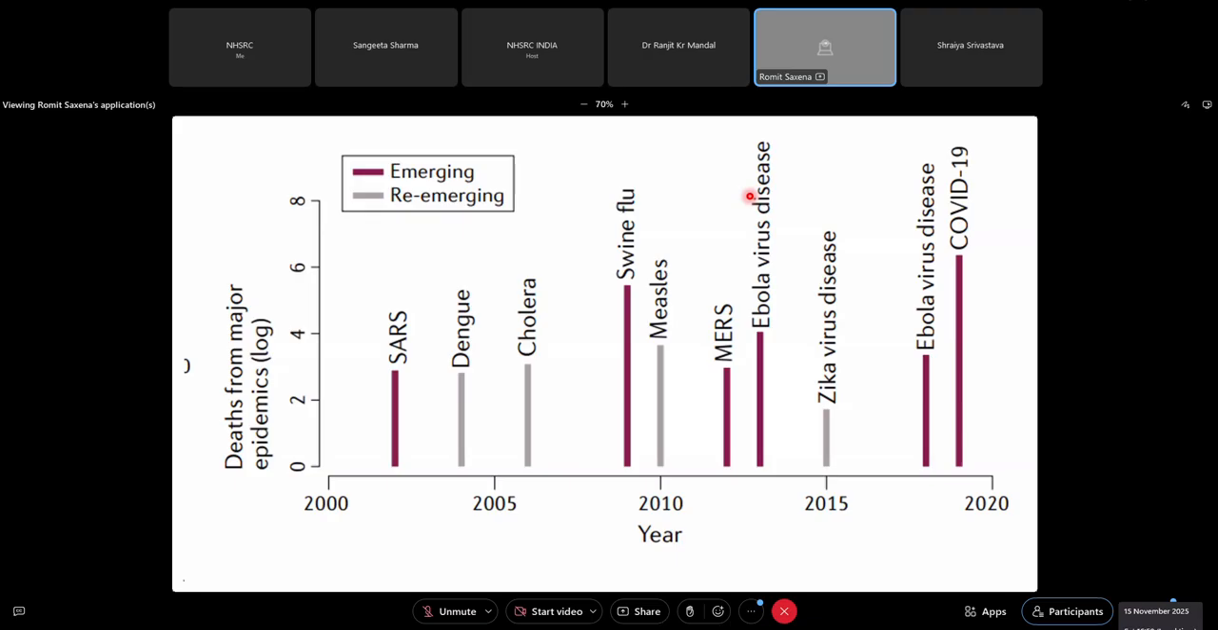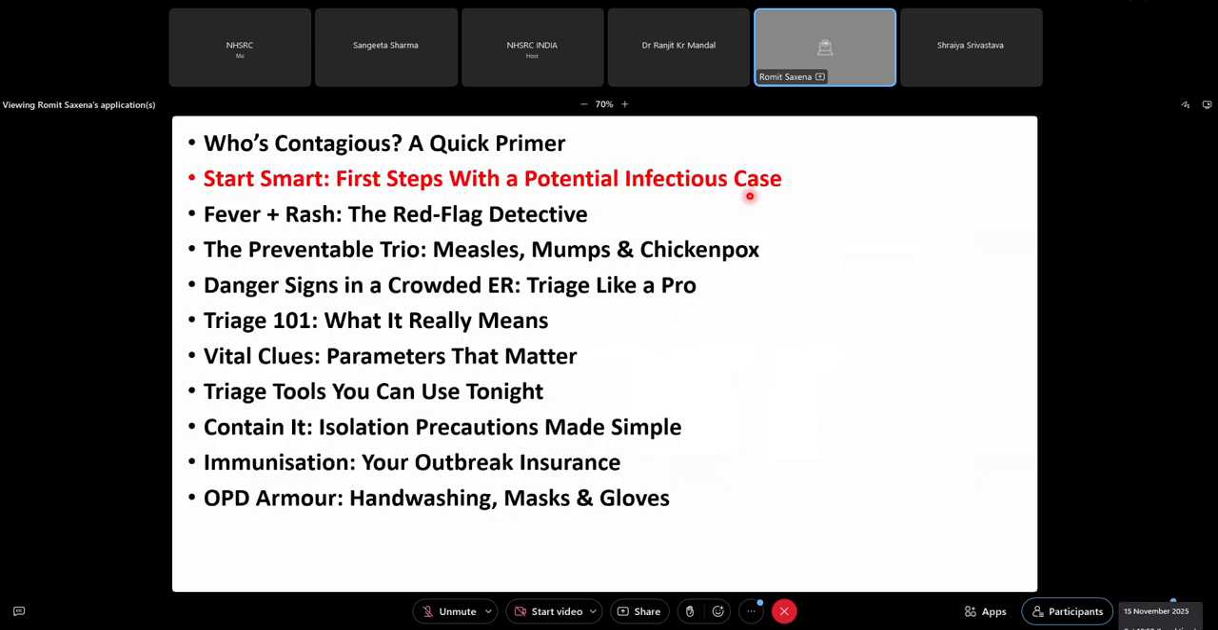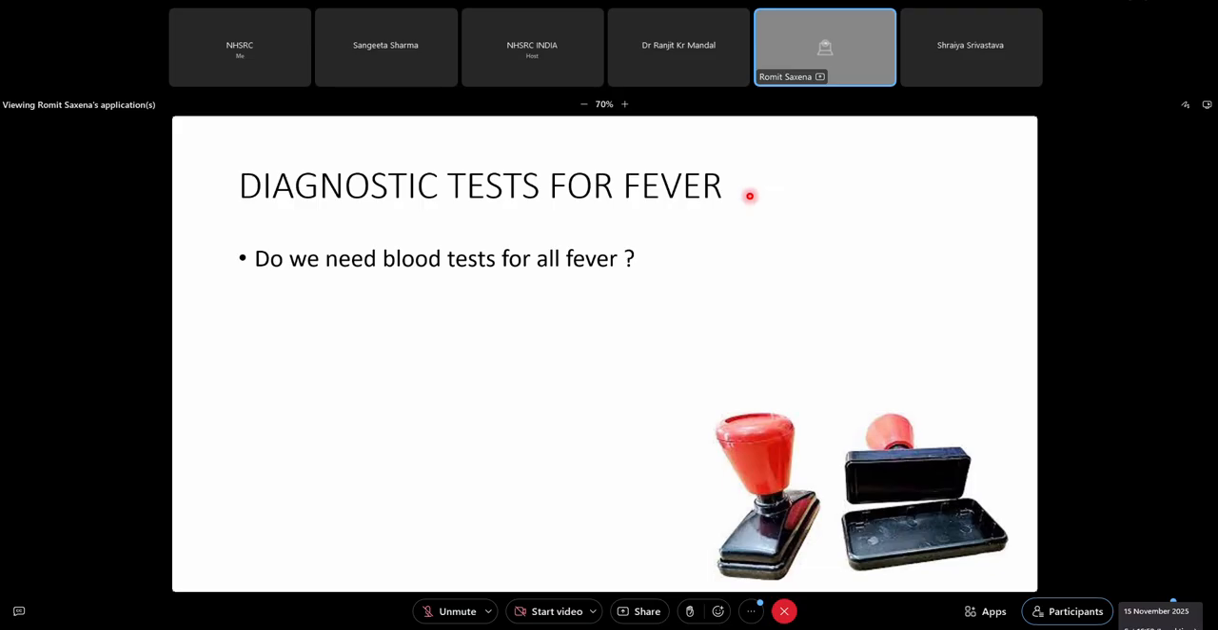And as we can see, most of the pandemics which Madam was talking about have been mostly viral. The reason is that they are extremely communicable. They are easily spread from one person to another. So now that we understand this is a very important topic, communicable diseases lead to a lot of mortality and mortality burden. We have to understand how we approach them.